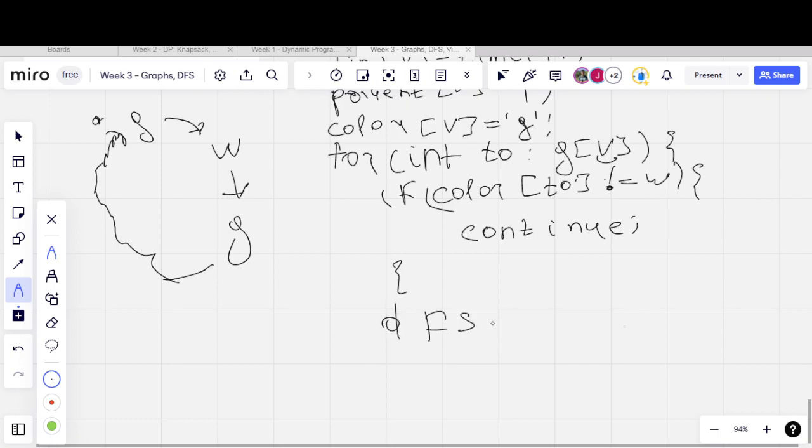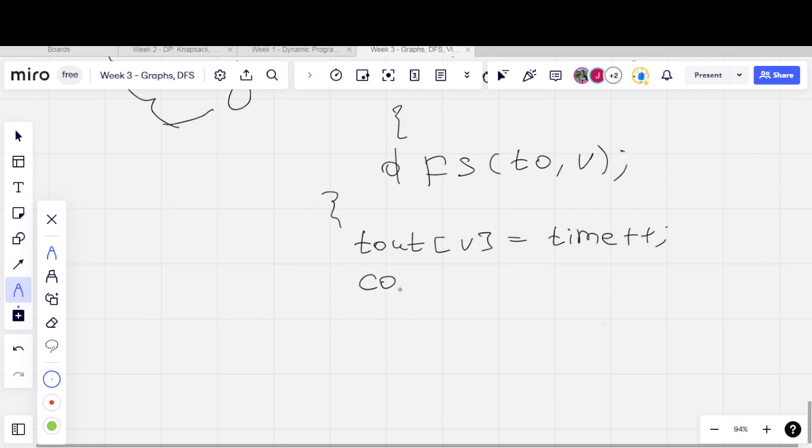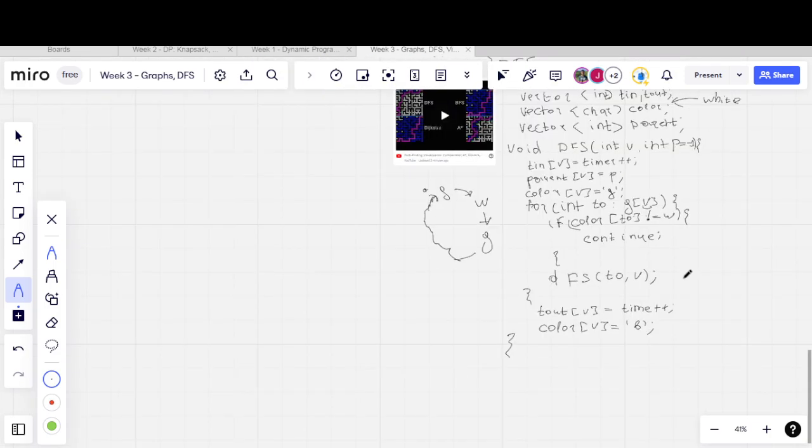So we call recursion for all sons, and then we just say that we went out from our vertex, and the color of this vertex will be black. That's the algorithm.